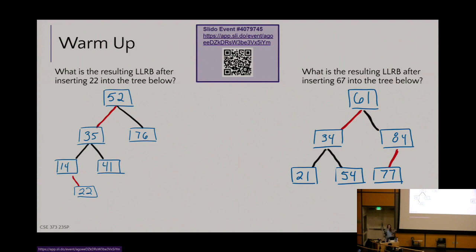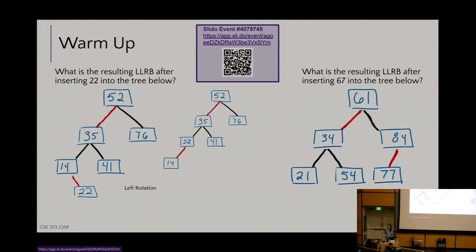So can anyone tell me what is going to have to happen in order for me to fix this left-leaning red-black tree? Do we know the action that's going to occur? Yes, we are going to rotate. Technically, we call this a left rotation. We are going to take the 14, we're going to rotate it left, making 22 now the parent of 14, so that red link can stay. But now the red link points to the left. We've maintained balance. We've maintained binary search.